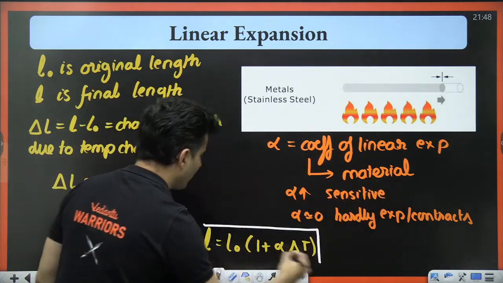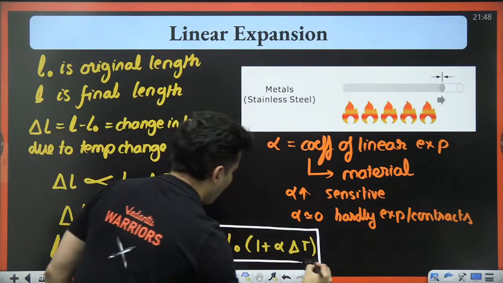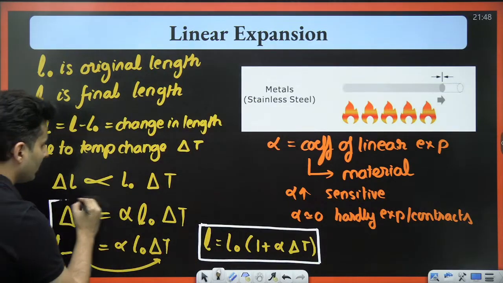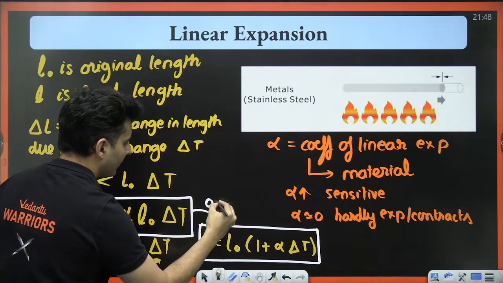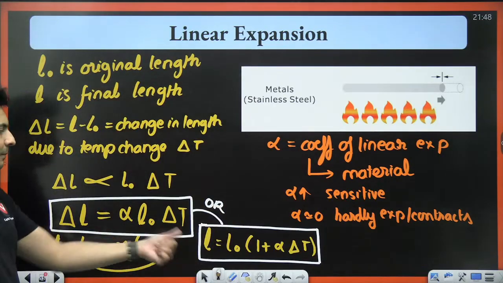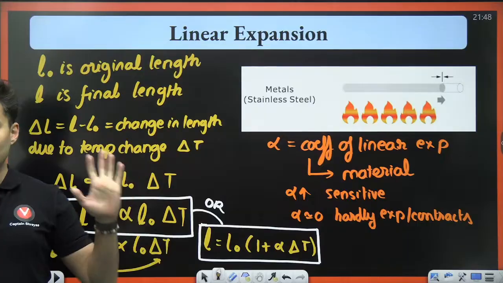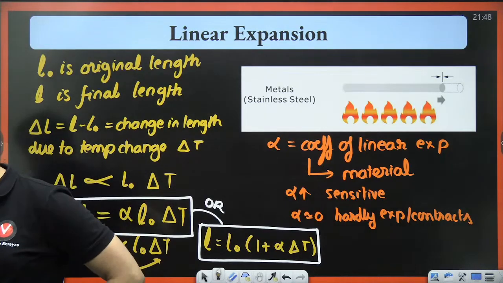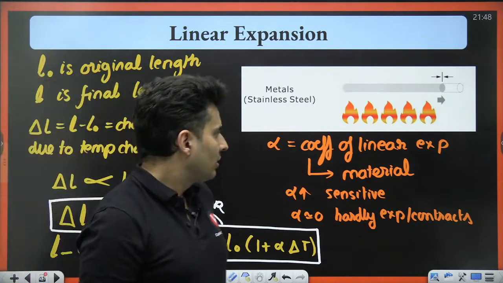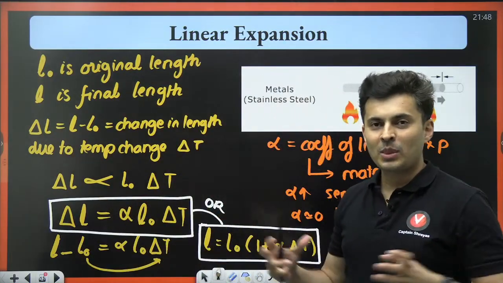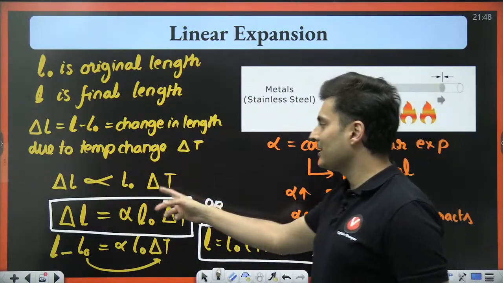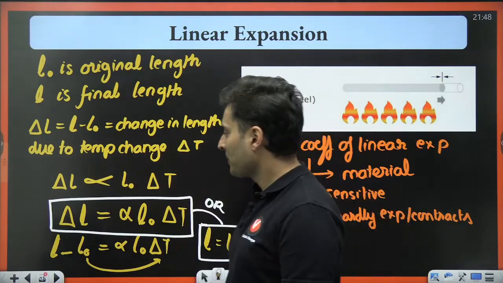So you can remember this formula or you can remember this formula. It's one and the same thing. Is that clear? Very good. So alpha decides how much it will expand or contract when you heat or cool it. Delta T is the change of the temperature.